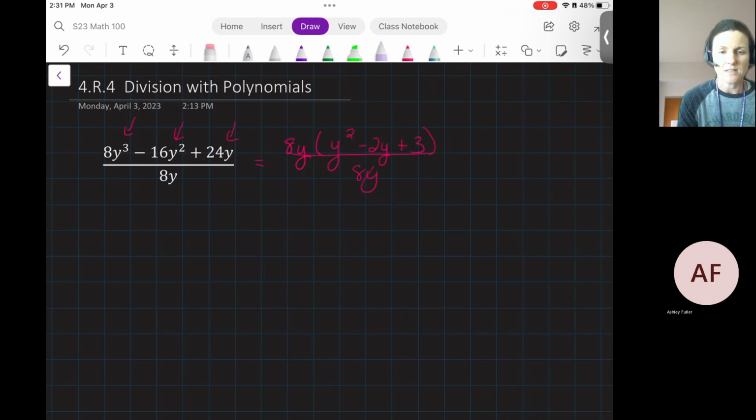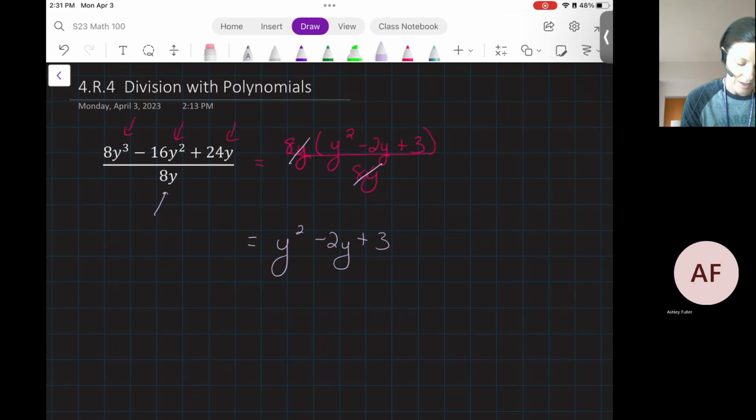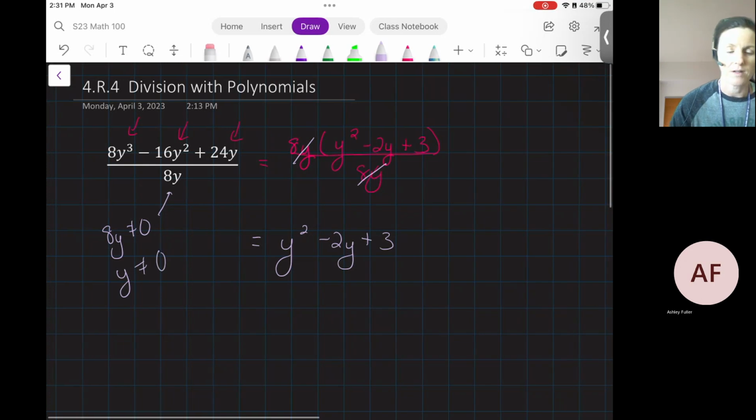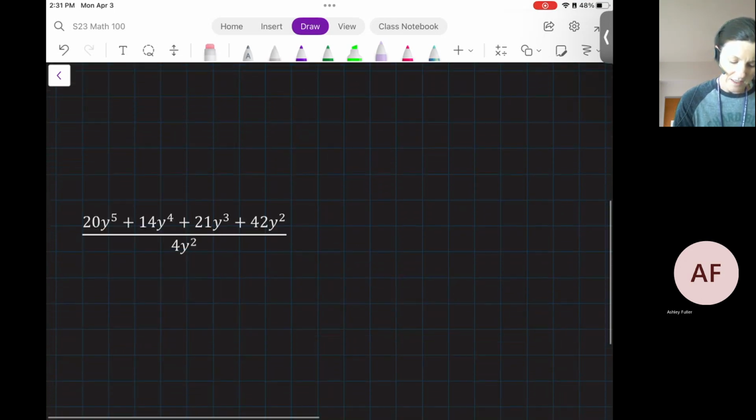But if you notice here, since the 8y is being multiplied by everything on the top, I can cancel from the top and the bottom, leaving me with a simplified form of 8y, of y squared minus 2y plus 3. Now again, we have to assume that the denominator never equals 0, so thus y cannot be 0 in this case. In the second example, notice not all of them are divisible by the term on the bottom.